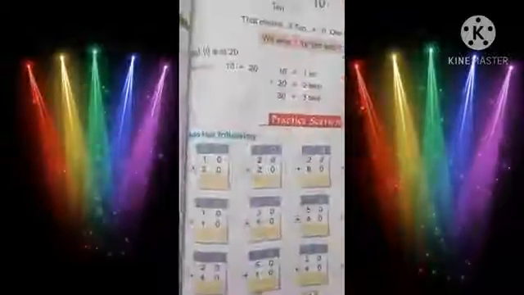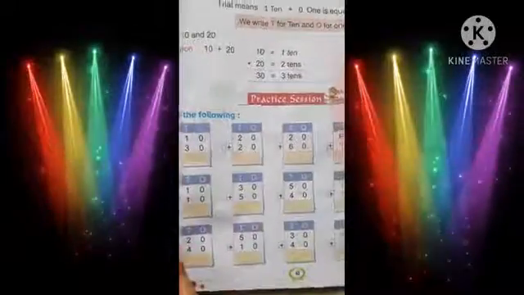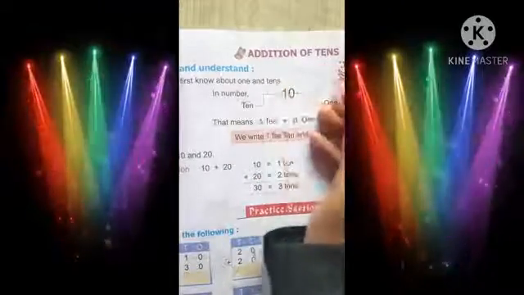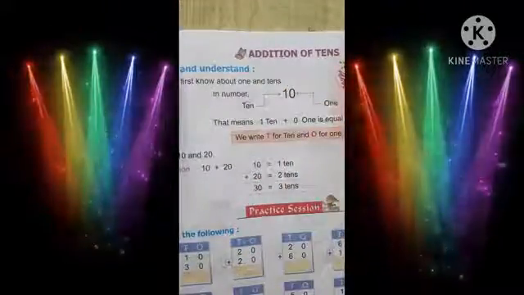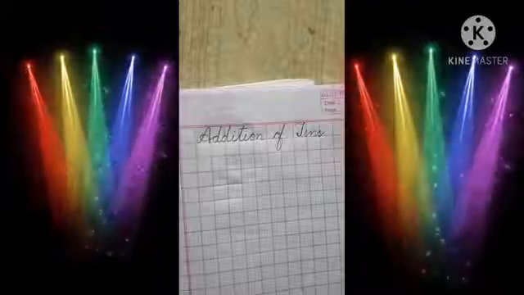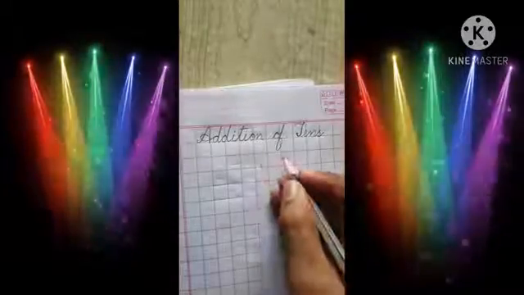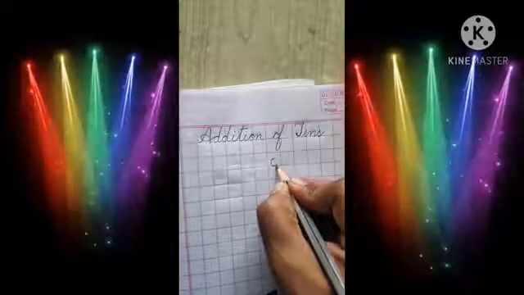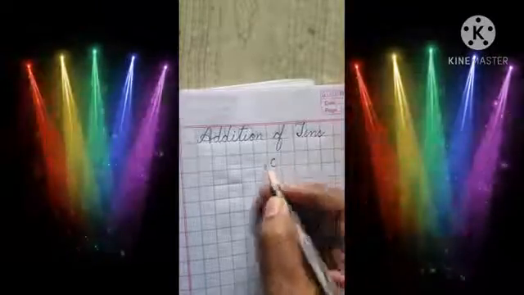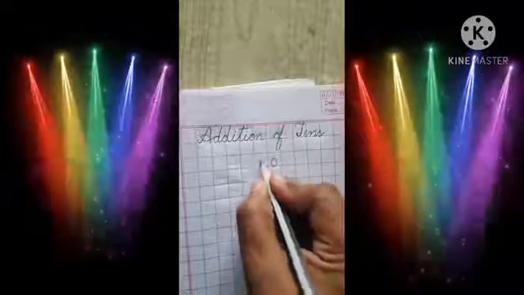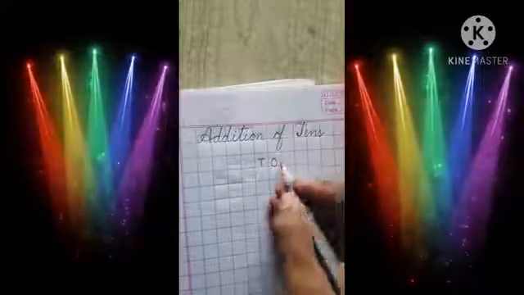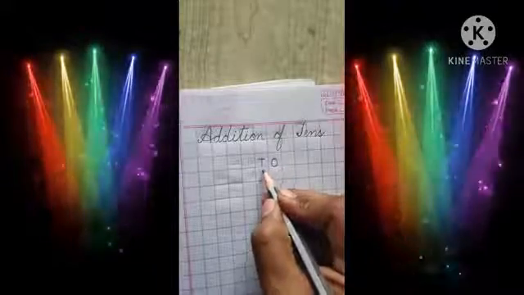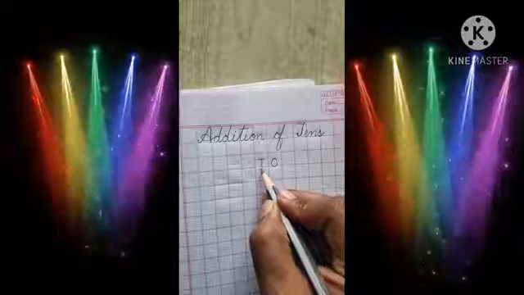On page number 43, addition of tens is given. Children, in every number, the last digit is at ones place and the second digit is at tens place. So for ones place we write O and for tens place we write T.